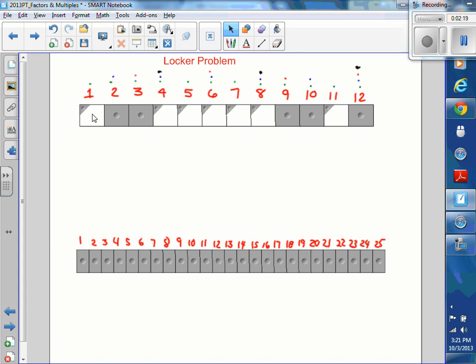Student 5. Are you writing this down? Nope, don't write it down.